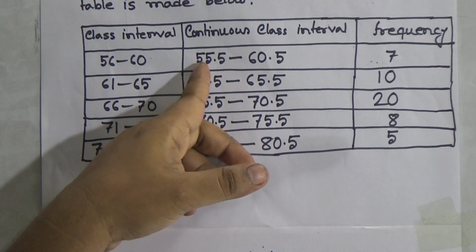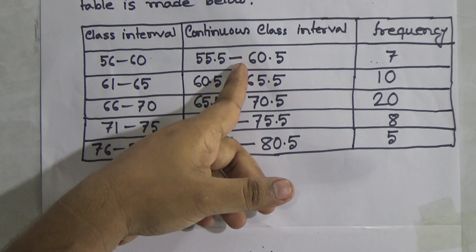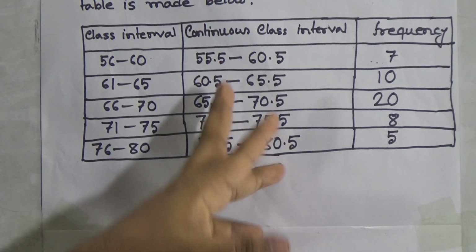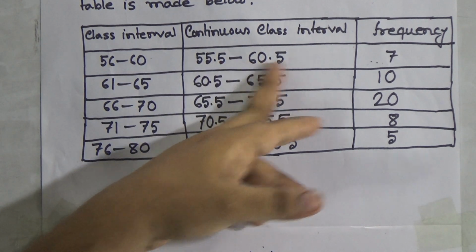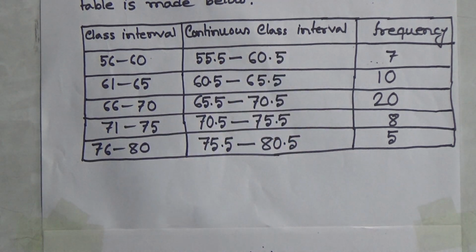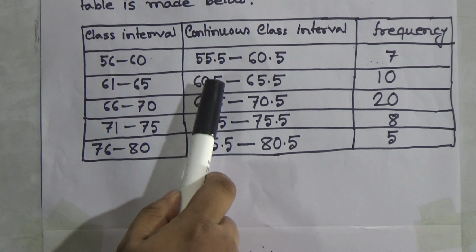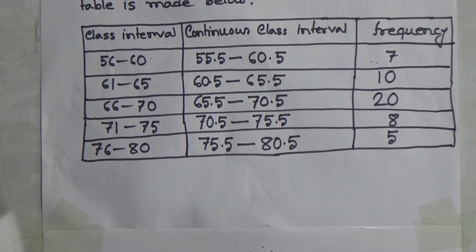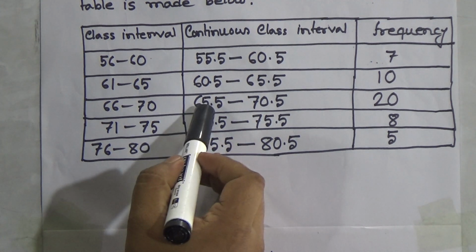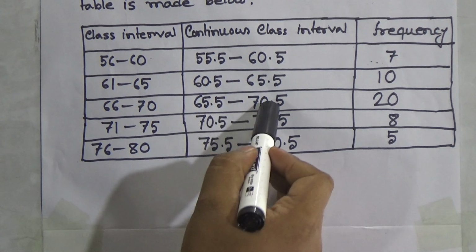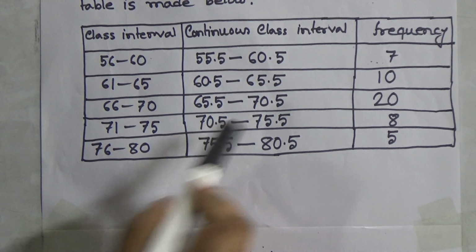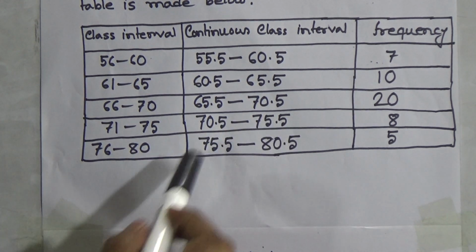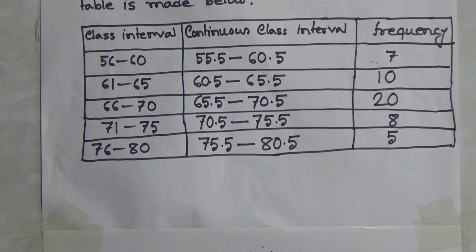So 55.5 to 60.5. Then in a similar way, we subtract 0.5 from 61 and we get 60.5, and we add 0.5 with 65, then we get 65.5. Similarly, we get 65.5 to 70.5, 70.5 to 75.5, 75.5 to 80.5.